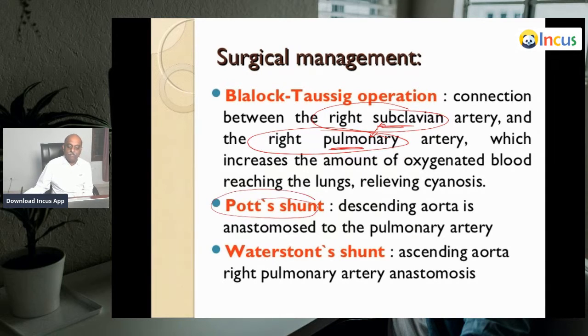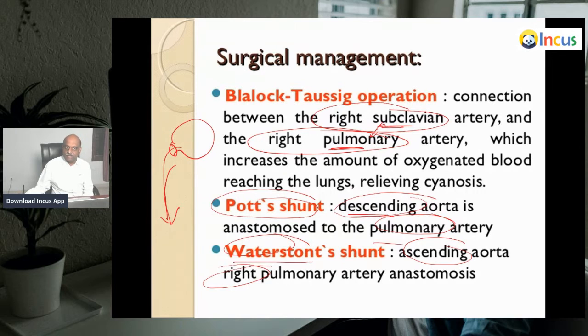Now, Pott's shunt. Descending aorta with pulmonary artery. Waterston shunt. Ascending aorta with pulmonary artery. How will you remember? Pot. If you take a pot, from the pot, the water will fall down. So remember, descending aorta with pulmonary artery.